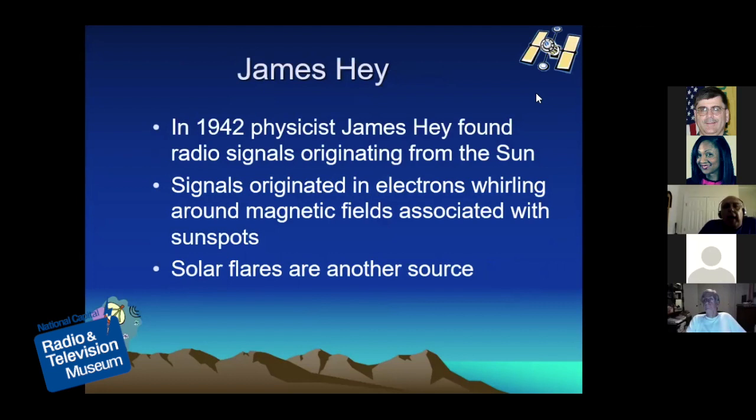Okay, another guy coming along in the 1940s, James Hay, found radio signals originating from the sun. And we're all aware of the 10.7 megahertz radio spike that comes out of the sun that we use to measure solar sunspot activity. The signals originate in electrons whirling around magnetic fields associated with sunspots and in solar flares.